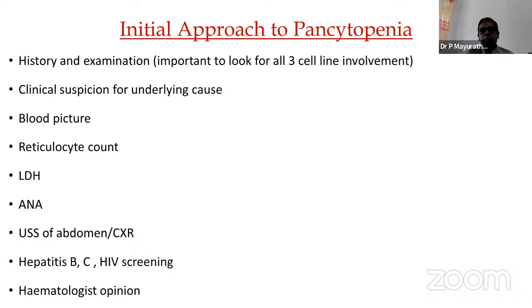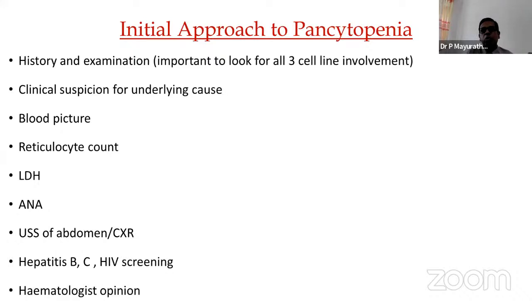In terms of ferritin, two numbers, 100 and 200, should be there before you start erythropoietin. Dialysis dependent patient, ferritin should be more than 200. Non-dialysis patient, at least it should be 100. But if you do the transferrin saturation, at least it should be more than 20 or 30%. Transferrin saturation comes in percentage. So at least it should be more than 30% before you start erythropoietin.